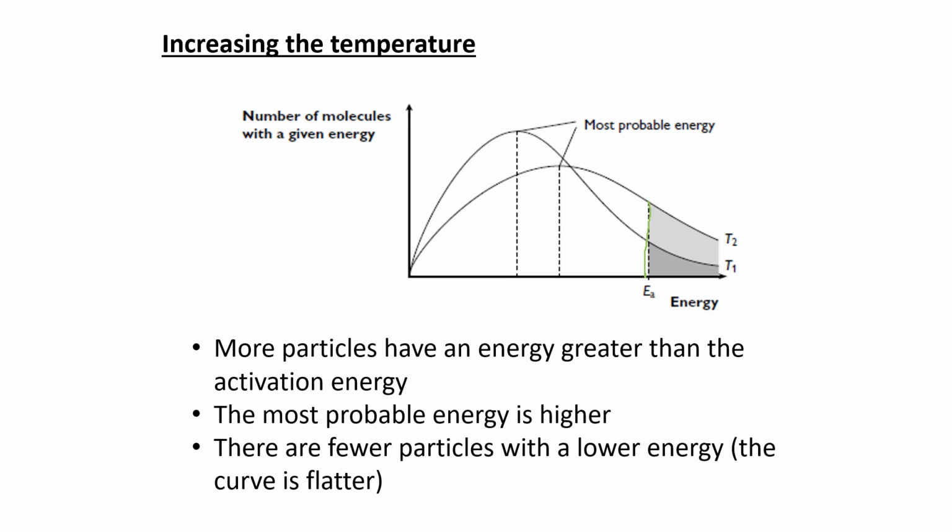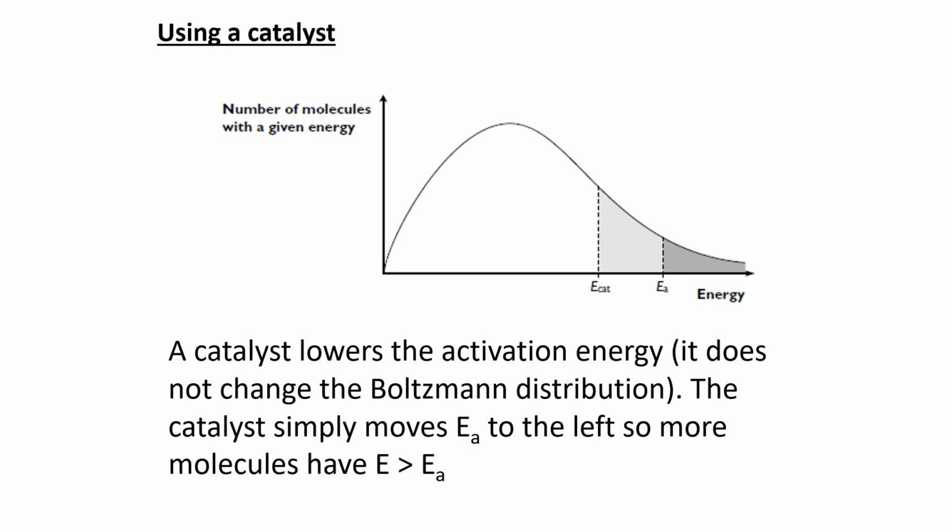All right. And if we add a catalyst, the curve doesn't change at all. However, the position of the activation energy shifts to a lower energy. So now the shaded area is bigger again. So we have more particles with energy equal to or greater than the activation energy. So a catalyst lowers the activation energy. It doesn't change the Boltzmann distribution, but what it does is it moves the activation energy to a lower energy. So more molecules have energy greater than or equal to the activation energy.